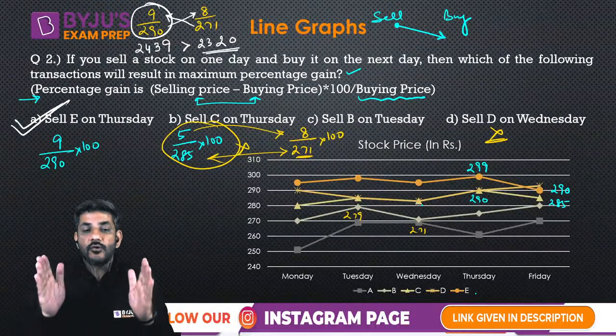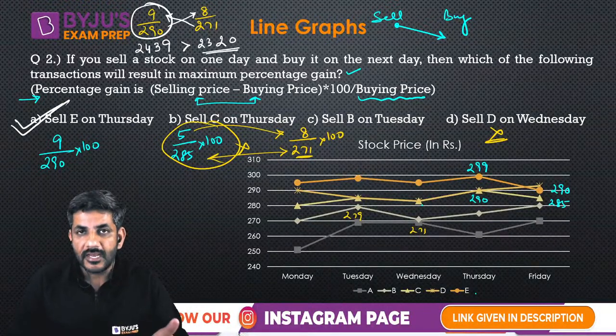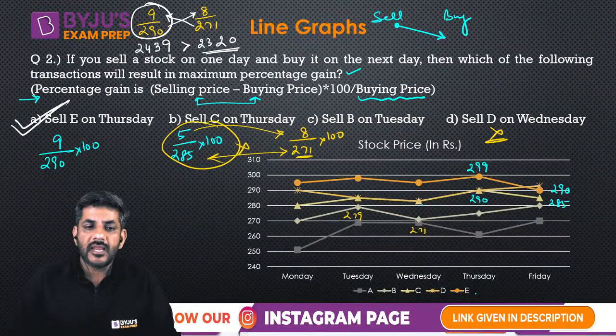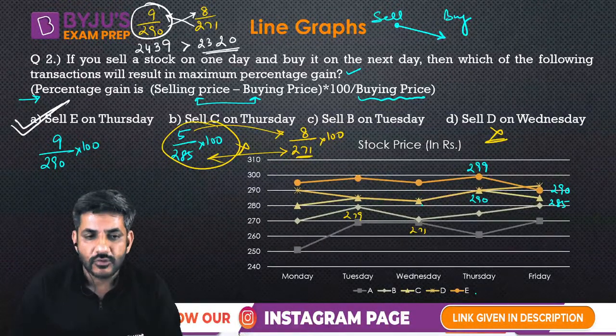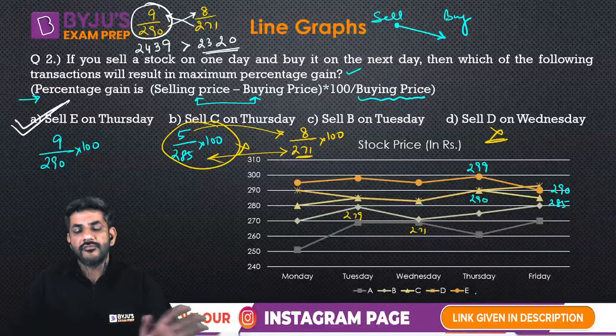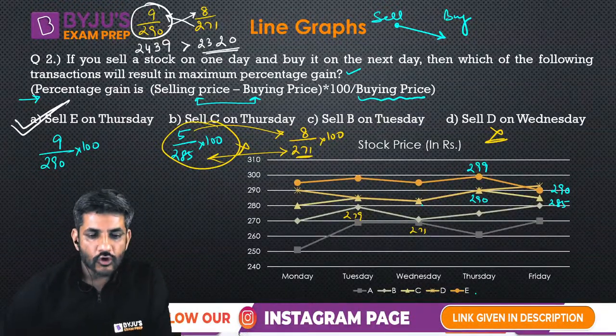If you are checking two fractions, which one is higher, which one is lower, just cross multiply them, right? By cross multiplying, whichever gives you the higher value, that fraction is higher, the other fraction is lower. This is the simple way of calculating these things. I hope this part is clear.